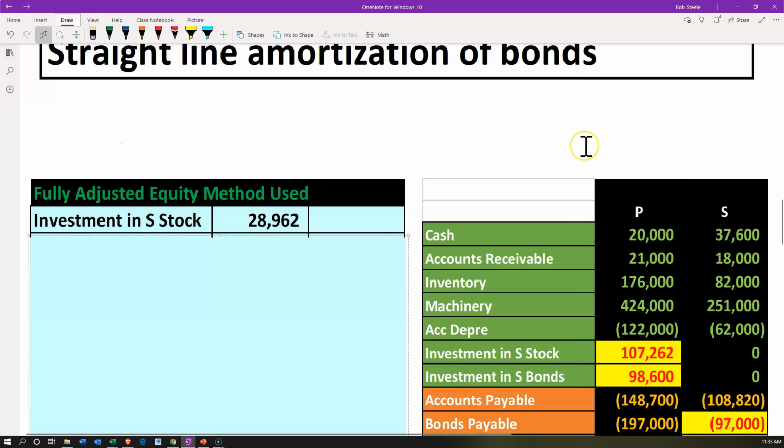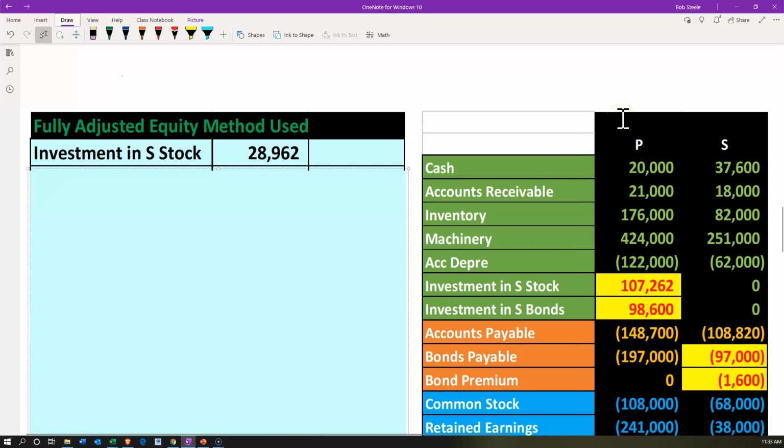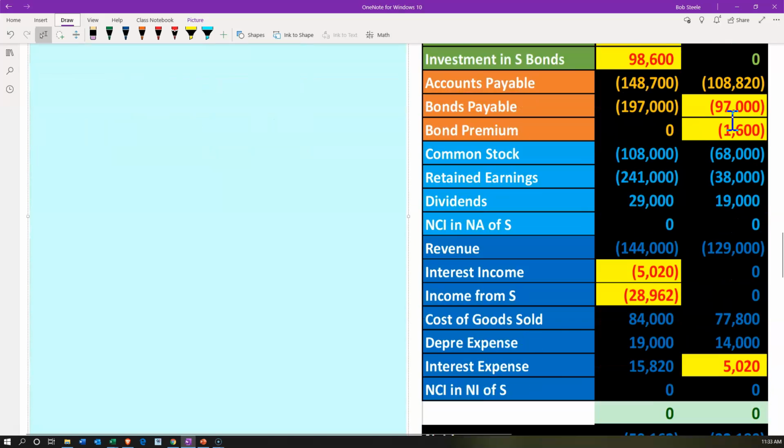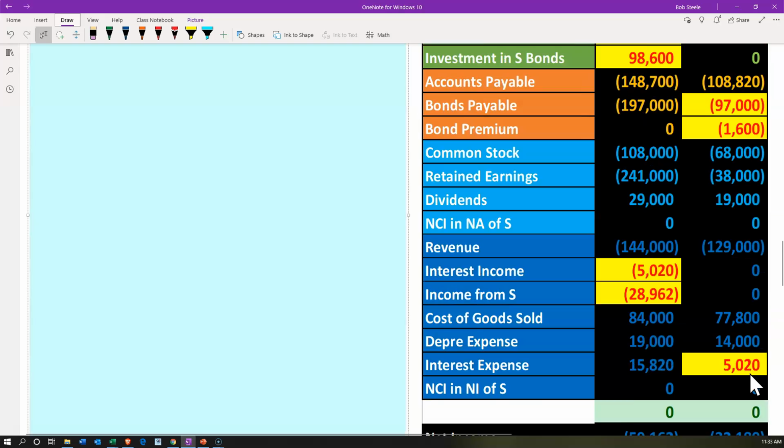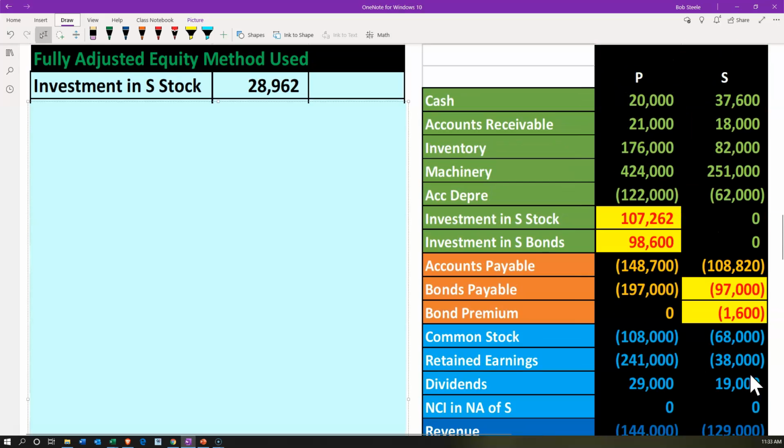So let's consider what we have on the books for P and S as of the date that we will be consolidating. Here is our worksheet. We have P, the parent company, and S, the subsidiary. If we scroll down, this is going to be our information. This is the net income for S. Now, within the consolidation, we know that this one needs to go to zero on P's books using the equity method.